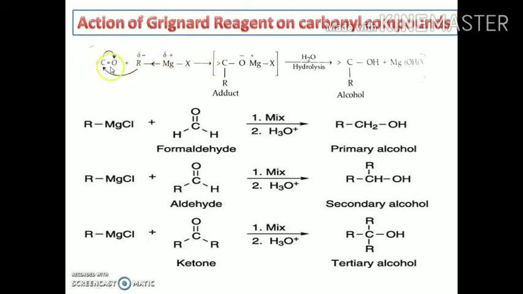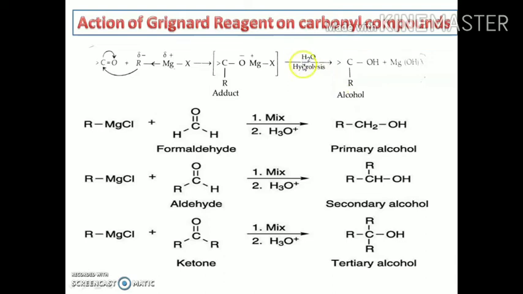Now, carbon and oxygen, the oxygen being highly electronegative in nature, attracts the electrons towards itself. Therefore, the oxygen has a partial negative charge and the carbon has a partial positive charge. During the nucleophilic addition reaction, the R negative gets attached to the carbon positive and MgX positive gets attached to the oxygen negative, making an adduct. This adduct on hydrolysis gives the respective alcohol in the acidic medium.